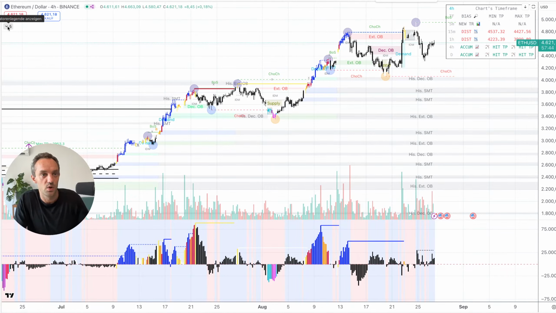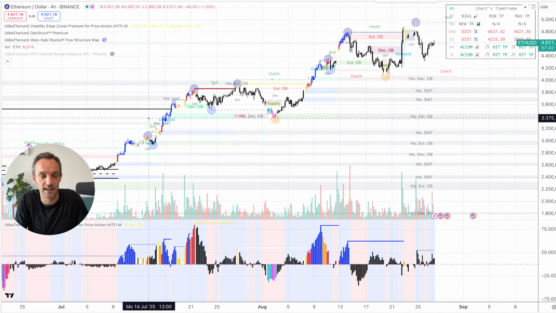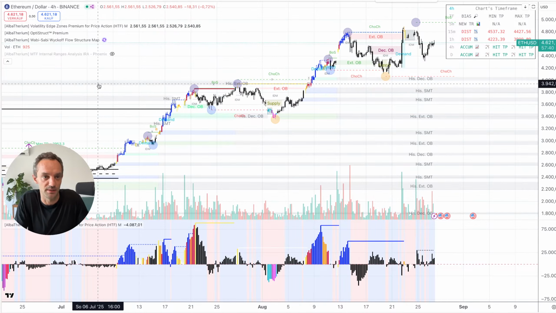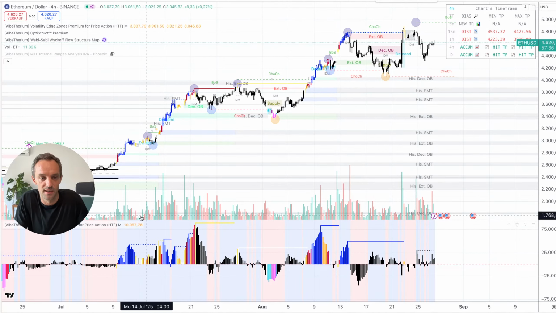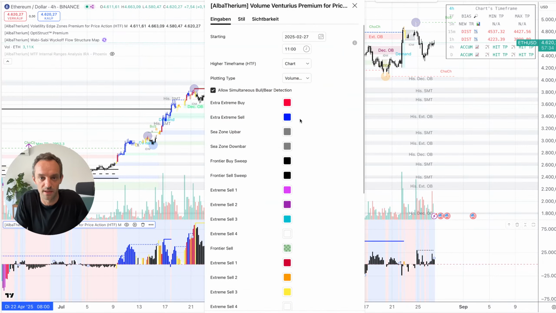In the beginning, which indicators am I using? So in the bottom, you will find Ethereum volume ventures for price action. The only thing which I changed, just very quick, is here the settings for higher time frame. This of course should be chart, and then C-zone up by, C-zone down by is gray here. Okay, this is the only thing.